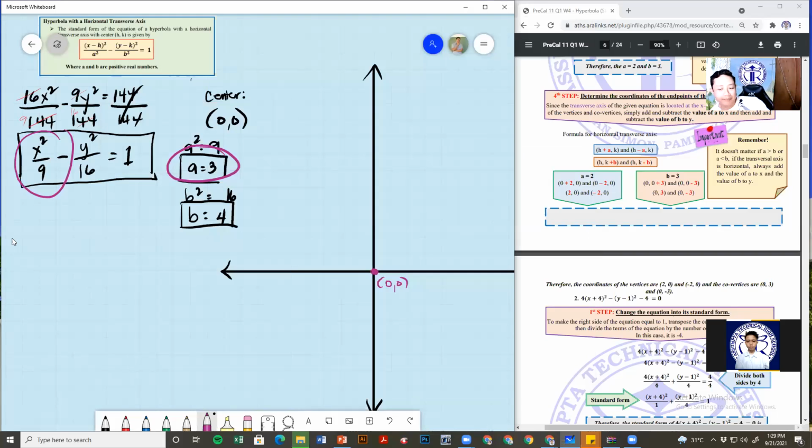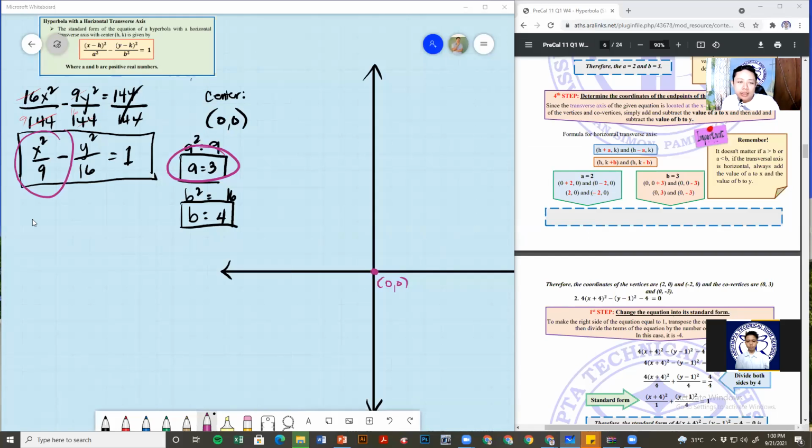Okay, going back. A while ago, our Zoom ended. So now let's go back into our graphing business. We were able to identify our center already, and that's our origin, (0, 0). And we also got our A and B.